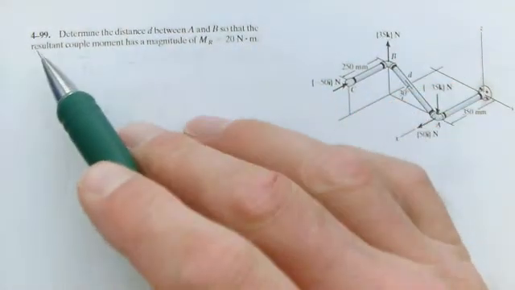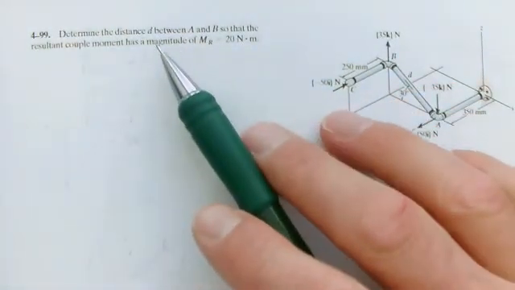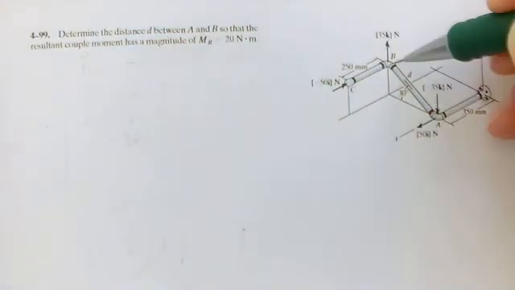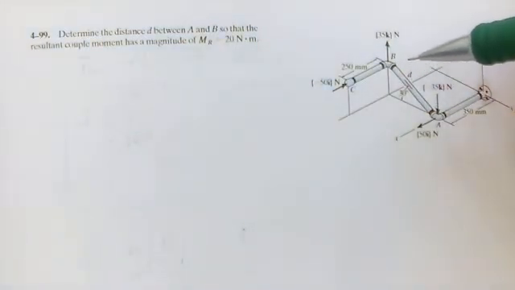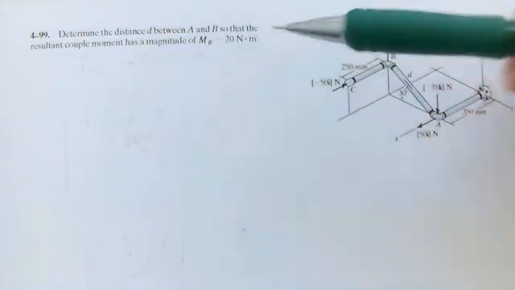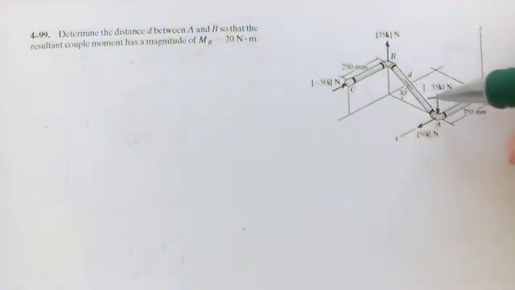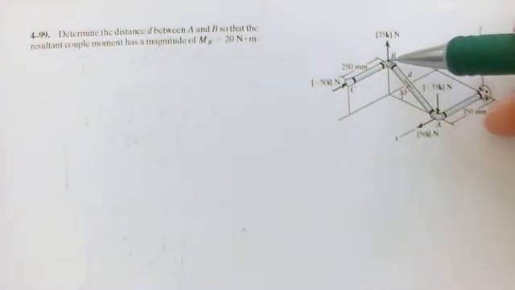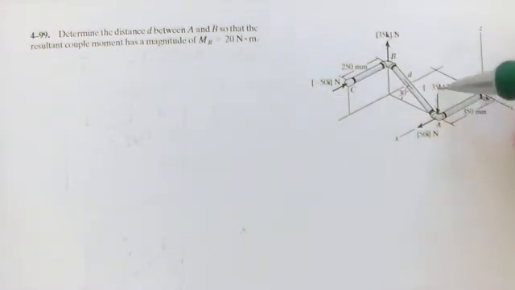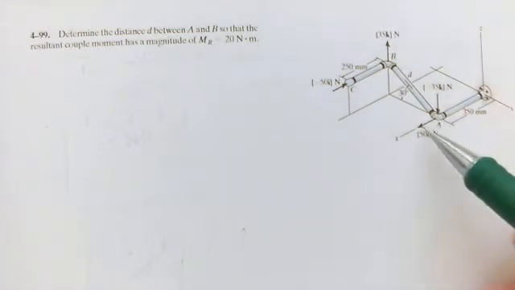This is problem 4-99. Determine distance D. So this distance D between A and B. So the resulting couple has a magnitude of 20 Newton meters. So we're going to do R cross F, but twice because we have a force of 35 making that couple, and 50 in the I making that couple.